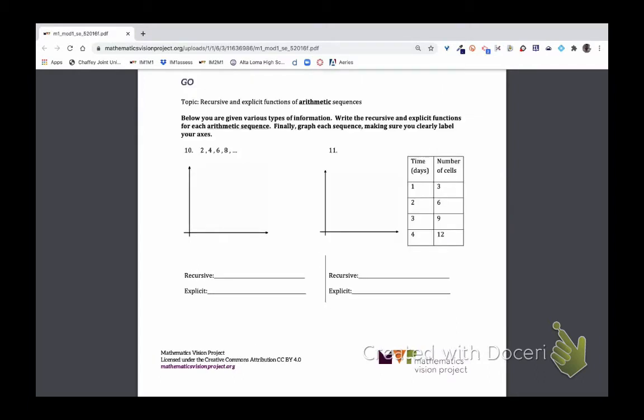For number 10, we're talking about arithmetic sequences. So we're talking about adding or subtracting to get to our next value. So looking at number 10, I'm going 2, then 4, then 6, then 8. I know that each time I'm adding 2 in the step. So step 1, step 2, step 3, step 4, step 5. And let's go 4, 5, 6, 7, 8, 9, 10.